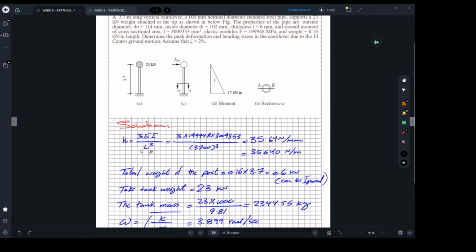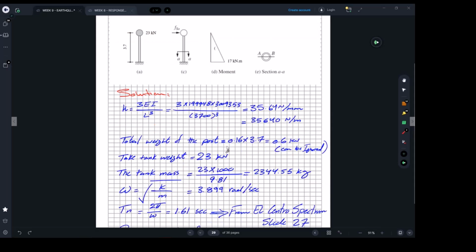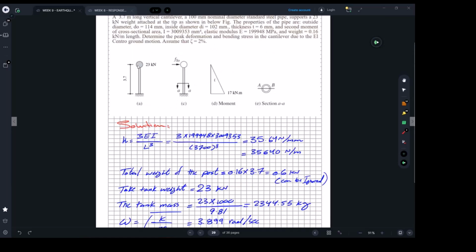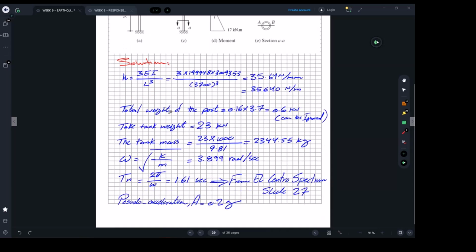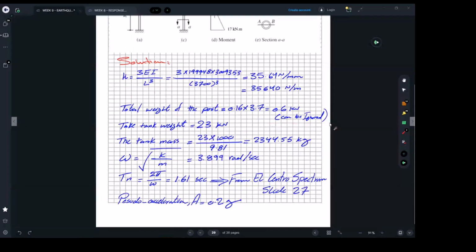Okay, so the first step here is calculating the stiffness. And the number was as shown. And the total weight, we're just estimating the total weight for the road or for the supporting element, which can be ignored given it is actually distributed along the height of the building. And you can see it is much smaller than the concentrated mass.